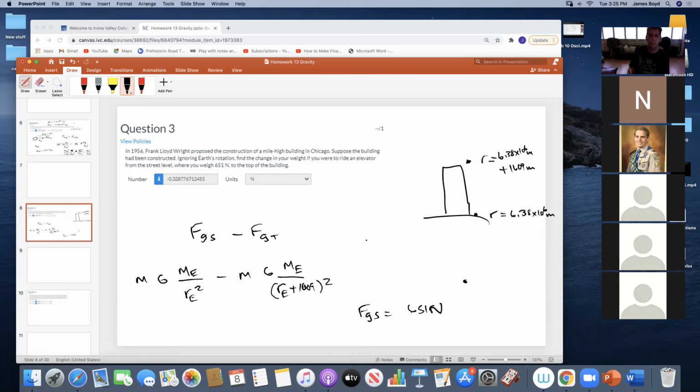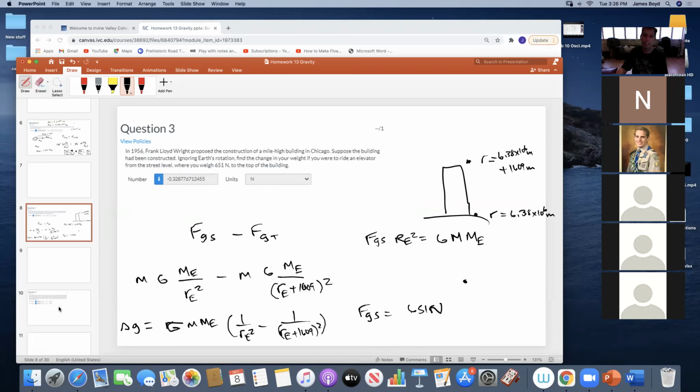So what that's telling you is that the force of gravity at the surface times the radius of the Earth squared is equal to g, your mass, and the mass of the Earth, so that you have that term. Then g, your mass, mass of the Earth, times 1 over radius of the Earth squared minus 1 over radius of the Earth plus 1609 squared gives you delta g, if you will. That's just a pain, but again, it's really just understanding the gravity equation and how it changes with height.